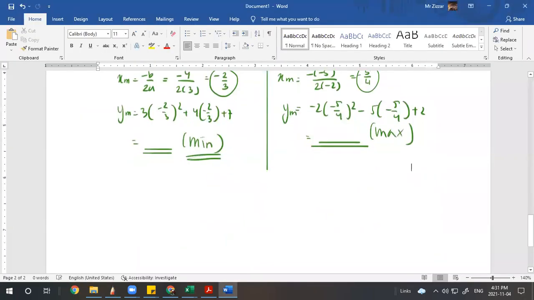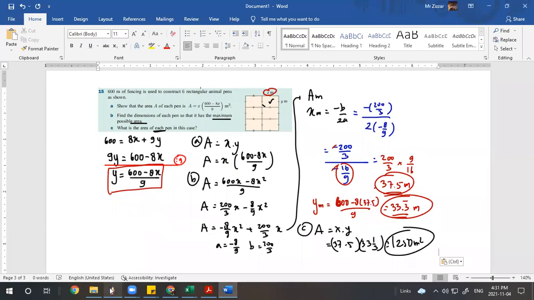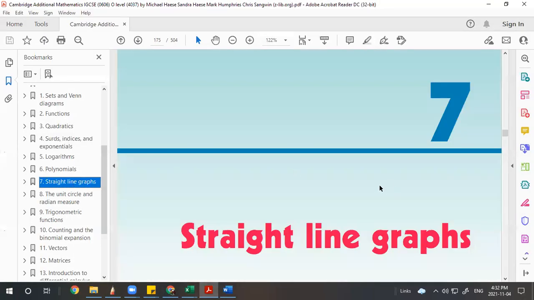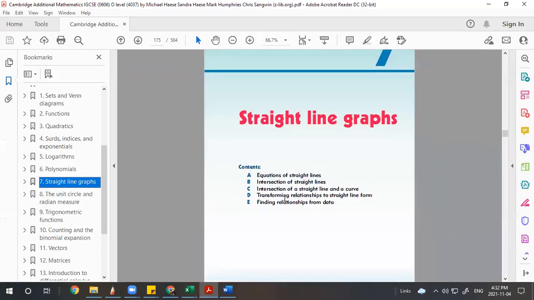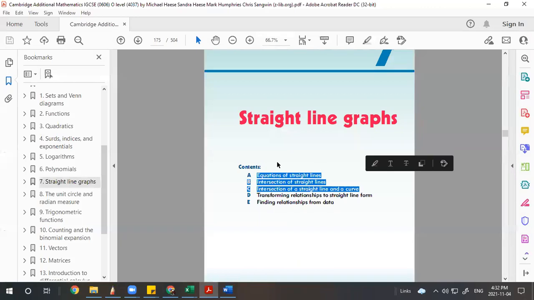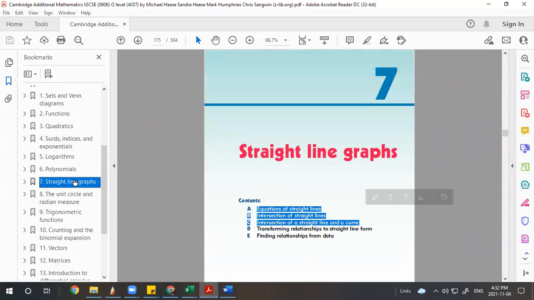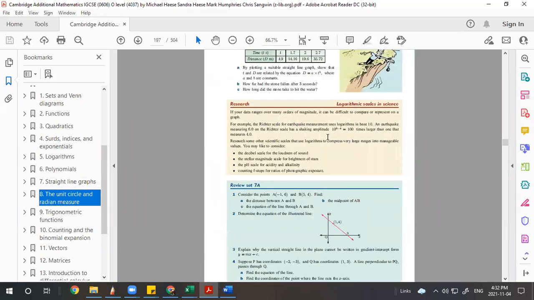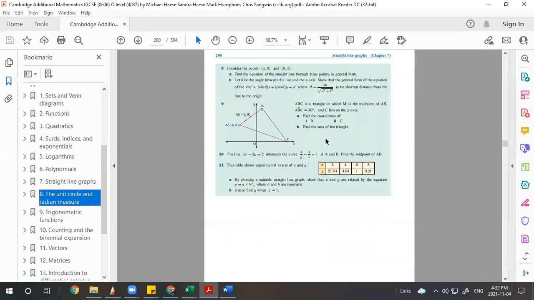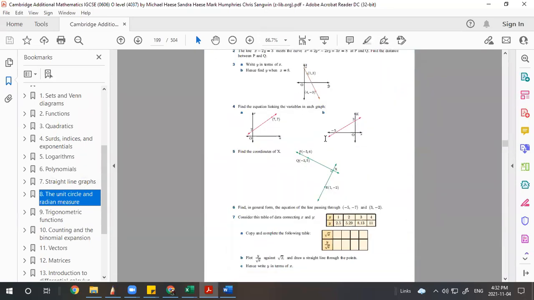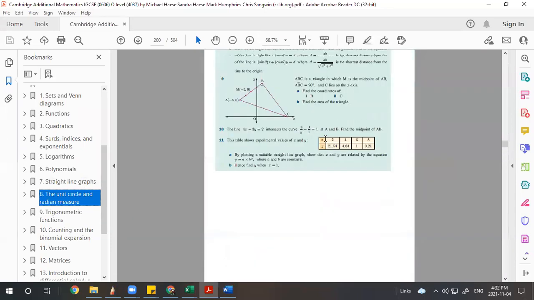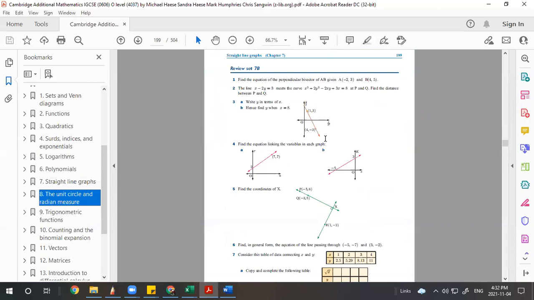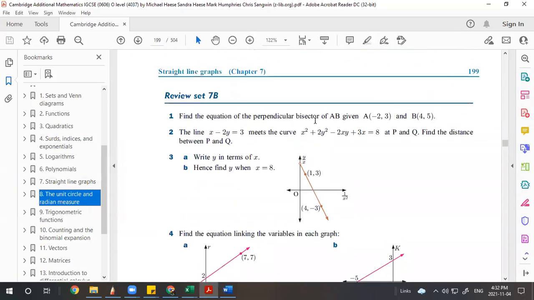Now let's go to chapter 7, ABC only, right? So we have to maintain the focus. Straight lines and graphs, so ABC only. So equation of a straight line, y equals mx plus c, intersection of straight lines, and a straight line and a curve. Okay, let's do the review set. 7, 8. Not all. Wait, where is it? Oh, 7B, 7A.